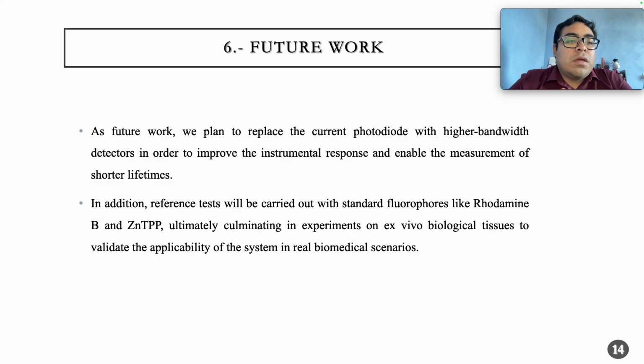For the future work, we plan to replace the current photodiode with a higher bandwidth detector in order to improve the instrumental response and enable the measurement of shorter lifetimes. In addition, reference tests will be carried out with standard fluorophores like rhodamine B and zinc tetraphenylporphyrin, ultimately culminating in experiments on ex vivo biological tissues to validate the applicability of the system in real biomedical scenarios.